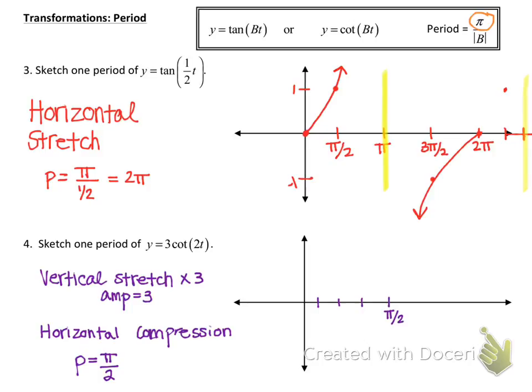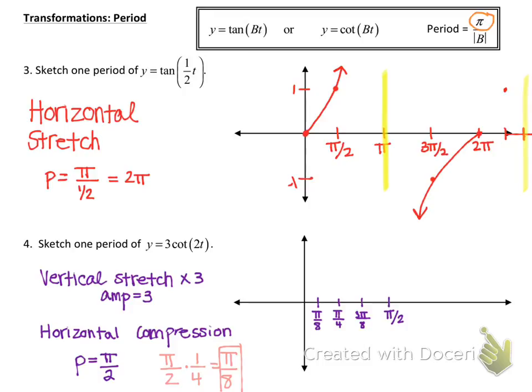Now, how do I figure out what I'm counting by? Well, you take your period, pi over 2, and you need to chop it up into 4 pieces. So since I'm dealing with fractions, I'm going to multiply by 1/4, which gives me pi over 8. So this is my interval value, meaning the first one's going to be pi over 8. The next one's 2 pi over 8, which simplifies to pi over 4. And the next one's going to be 3 pi over 8.